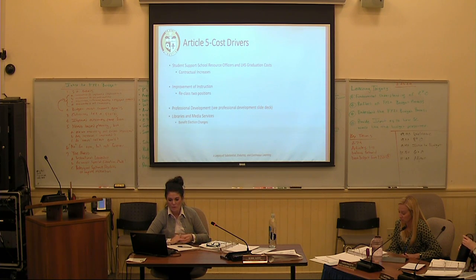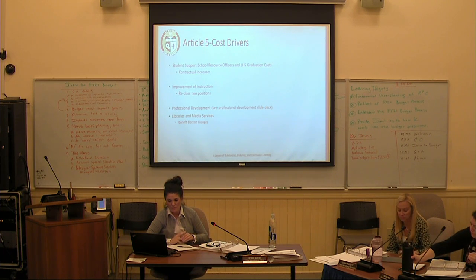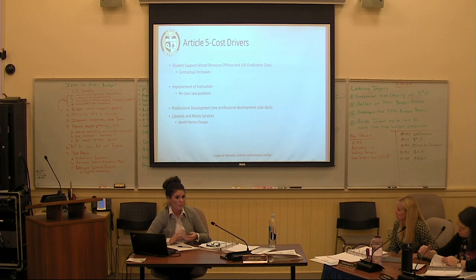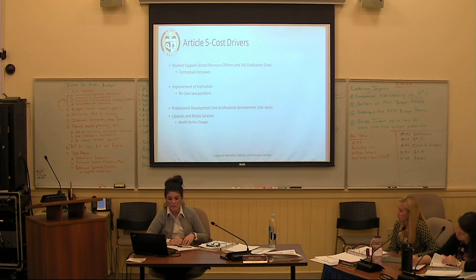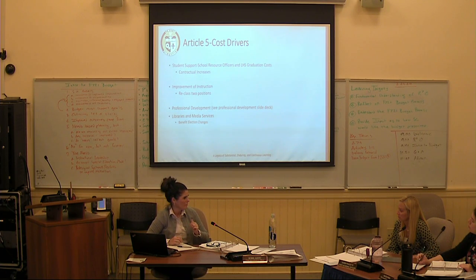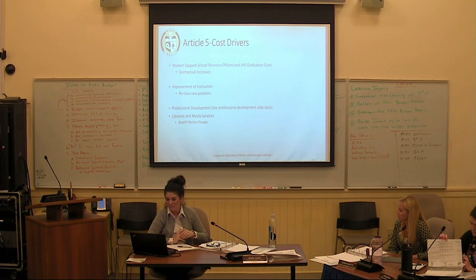The improvement of instruction, the reclass of 2 positions. This has to do with our pre-K coordinator and our homeless liaison. One of them was actually charged to a grant that's been reclassed into the general fund. And then our homeless liaison, I don't know the history as to why we reclassed that position, but it's been a reclass. So it's really just moving monies around from one article to another. It's not adding. The professional development, I'm going to save for Superintendent Finn. He's going to do that after. And then the libraries and media services is really about benefit election changes.